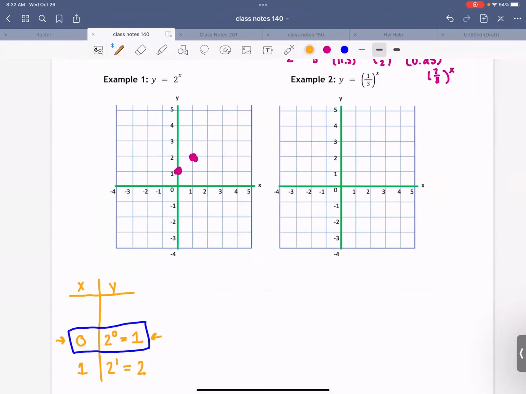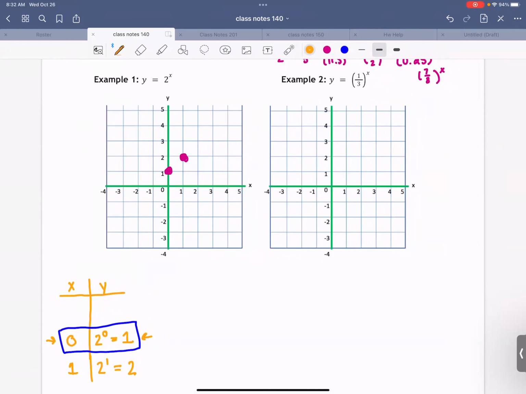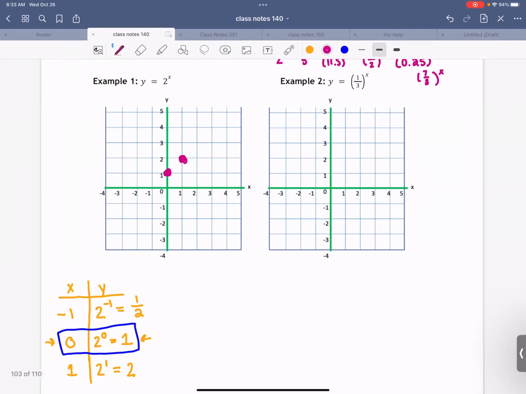Now let's talk negative numbers. Let's see what happens when x is equal to -1. Well, we have 2 to the power -1. What is that? 1/2, right? A negative power brings the number into the denominator. So this is actually the same thing as saying 1/2. So we have -1, 1/2.